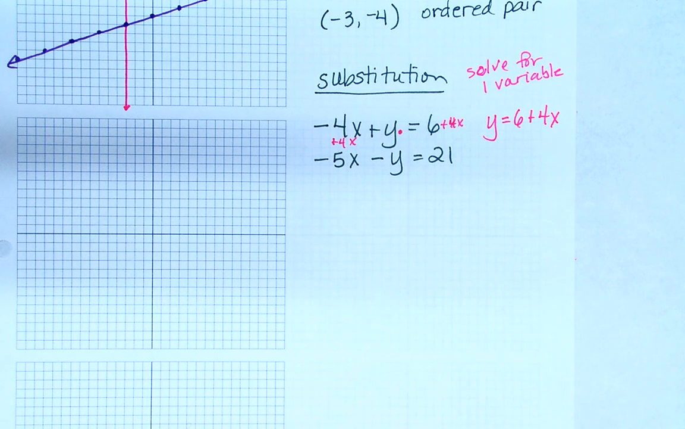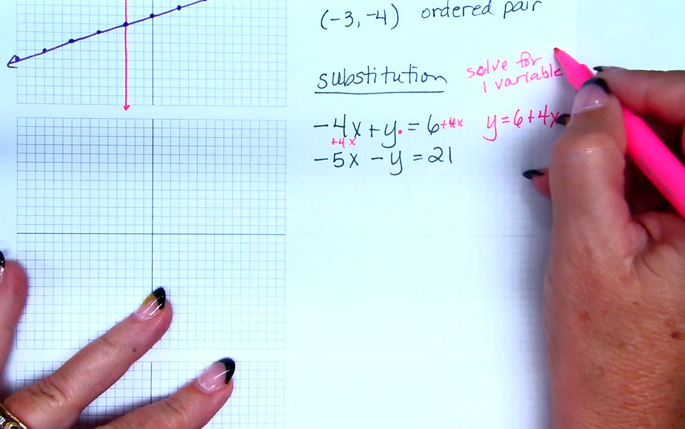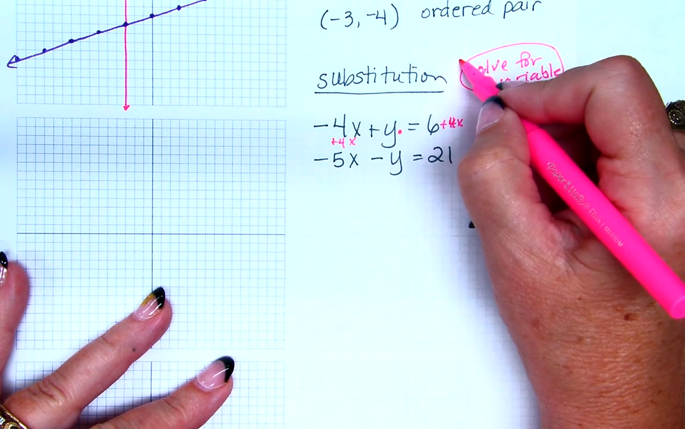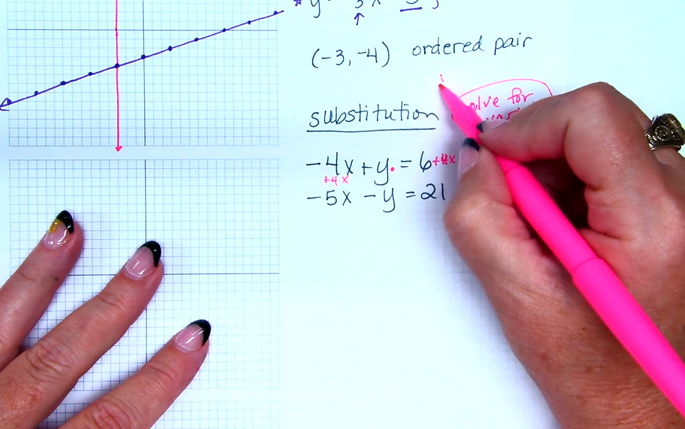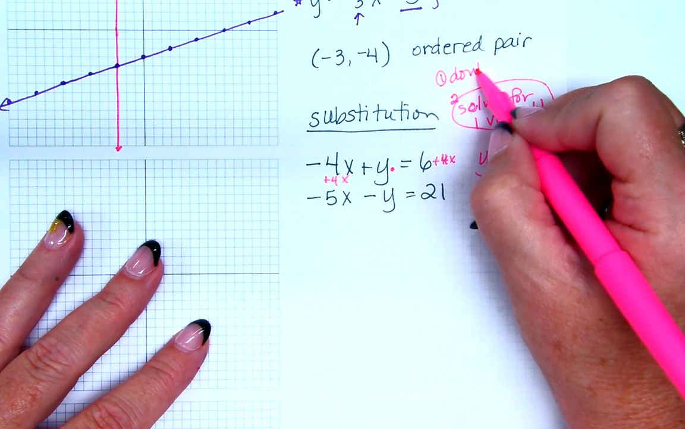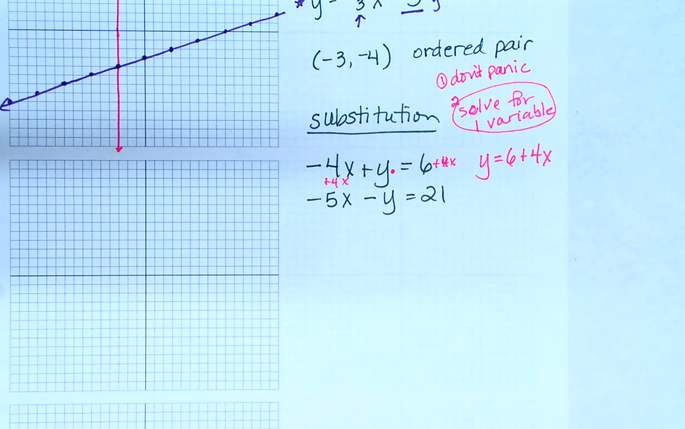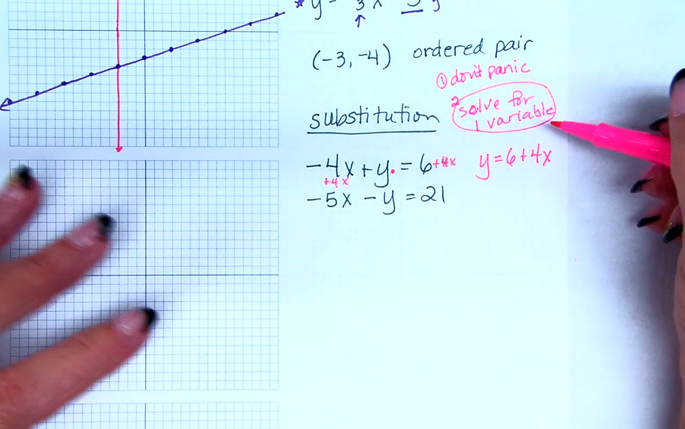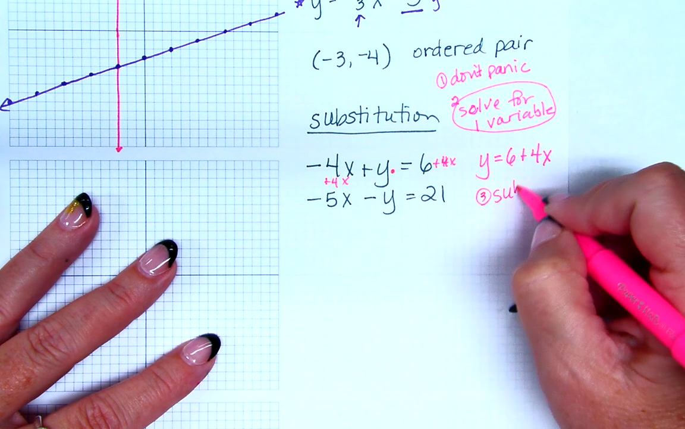You okay with that? So after I solve for one variable, this is my, I guess technically, for the record, this is step 2. Because you know what step 1 is? Don't panic. Step 1 is always don't panic. Especially with new stuff, sometimes you guys have a tendency to panic first. So step 1 will be don't panic. Step 2 is solve for a variable. Okay? Step 3 then is to substitute.